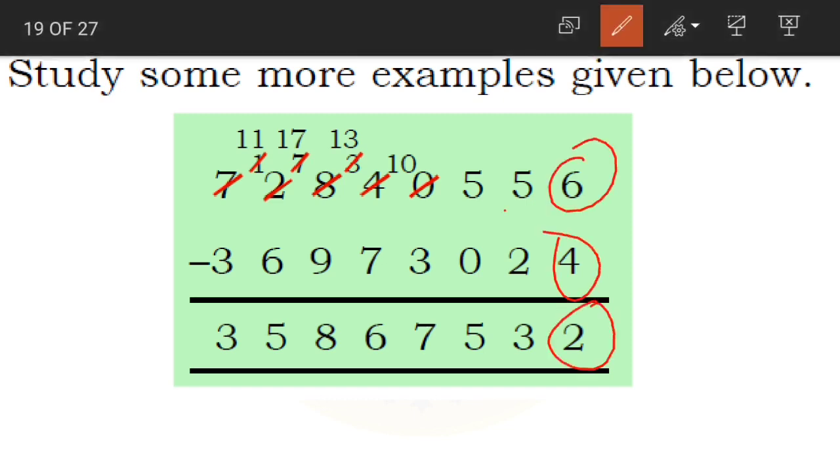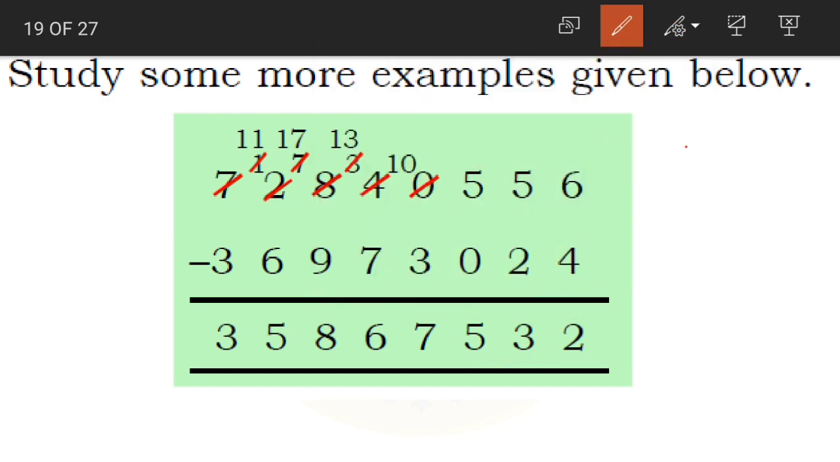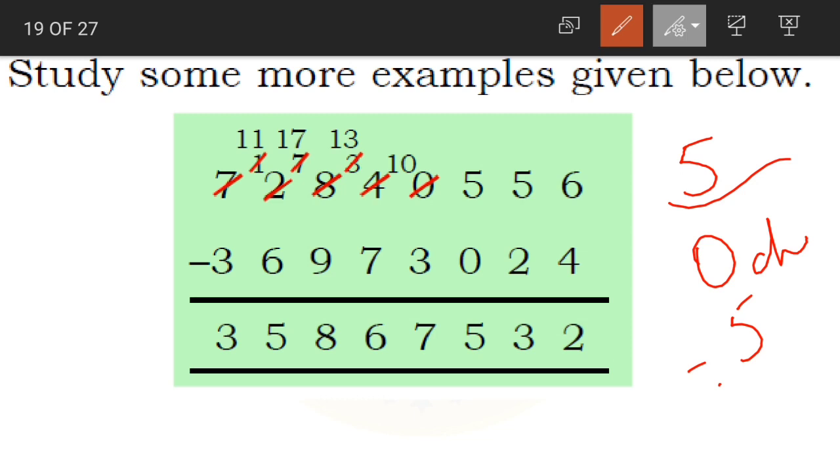And then at the tens place we have 5 minus 2, 3. 5 minus 0, 5. Yes, 5 minus 0. When we subtract any 0 from any number, the answer will be the number itself. Suppose if I give you 5 chocolates and take away 0 chocolates from you, how many will you be left with? 5, because I have not taken anything.